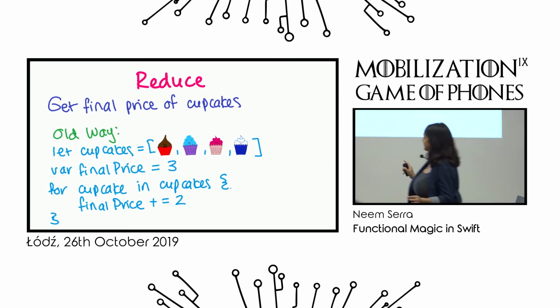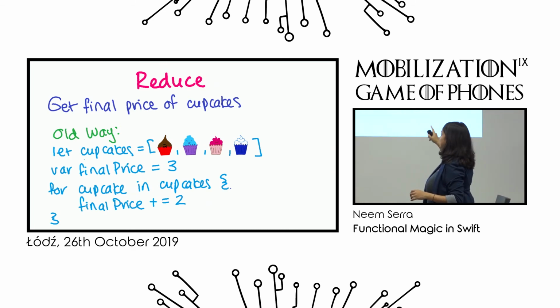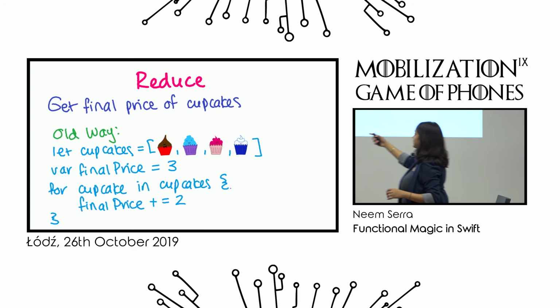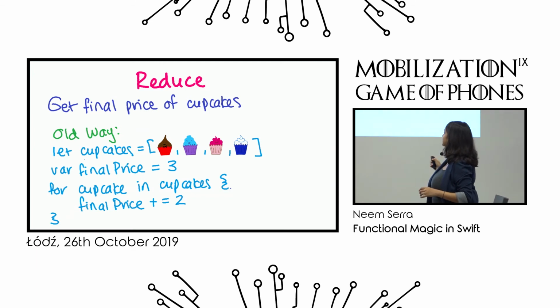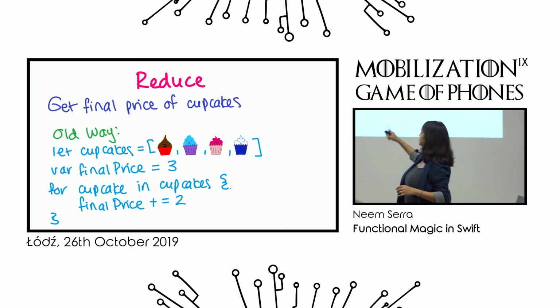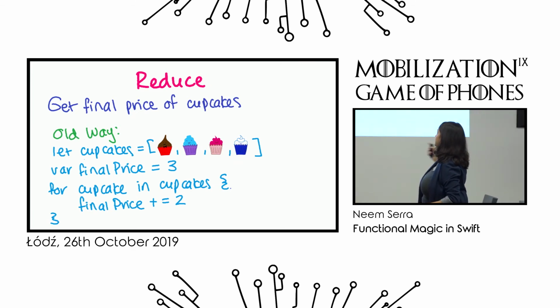But, complete side note. So if you had a box of cupcakes, you start with your final price of 3, and then for each cupcake you would add $2. So since we have 4 cupcakes, we would keep going and adding up, and then we would get to $11 for our total price of cupcakes.